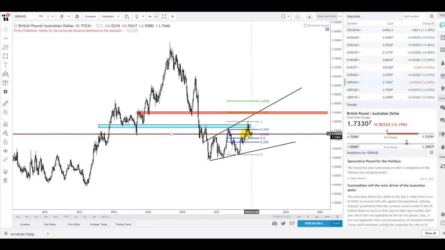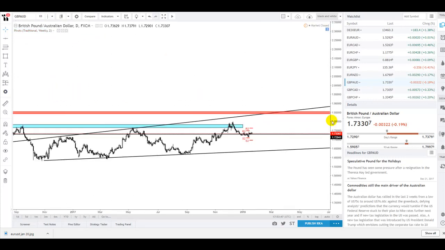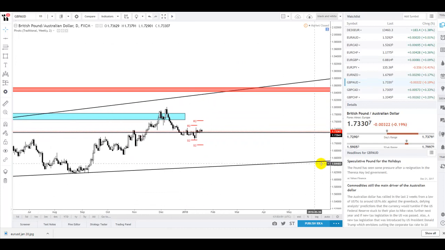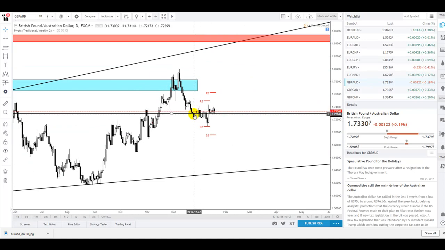Remember, this is the midpoint of the broadening wedge, so it's going to be a little bit more tricky in terms of getting your entry right. So let's just drop down to the daily and see what we can see. If we drop down to the daily, what we're seeing is an accumulation, a stuttering and stalling.